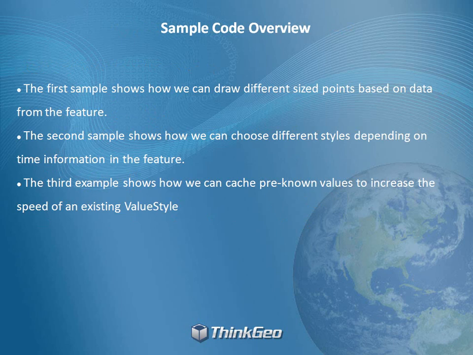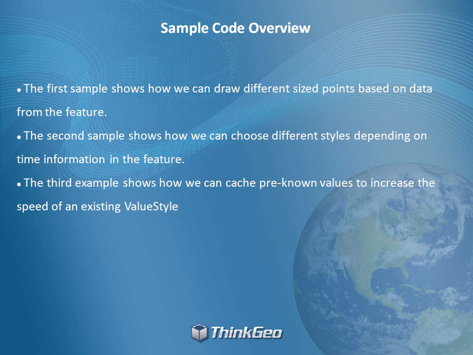So let's talk about the sample code that we're going to be reviewing today. The first is a sample on how we can draw different point sizes based on data from the feature. In this particular case, we're going to take the world capitals and look at their population, and depending on their population and a factor that we set, we're going to draw those capitals as a circle of varying sizes.